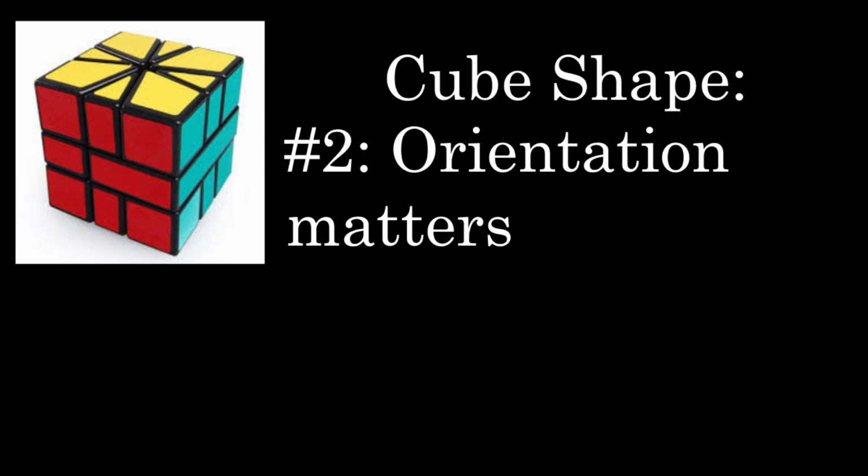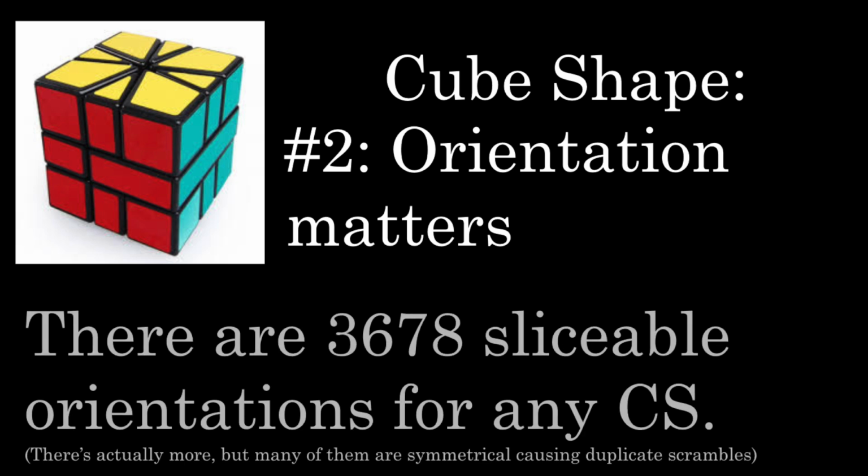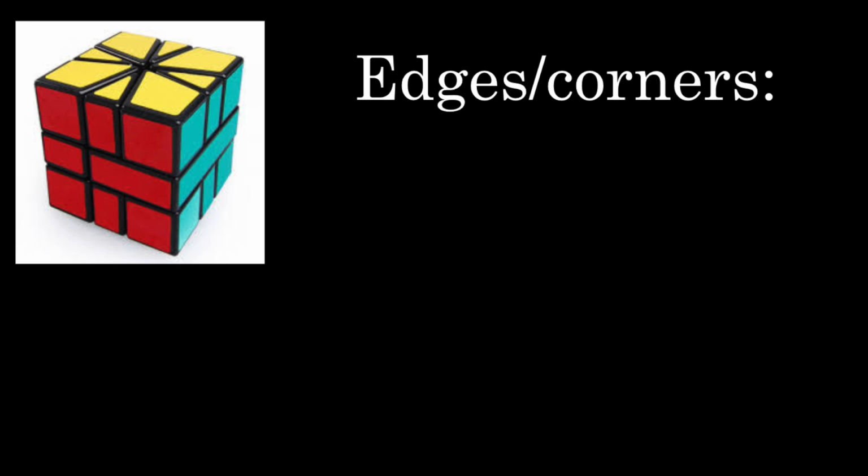In our second scenario, we do care about the orientations, and so we will just multiply our cubic number by the total amount of sliceable orientations. This number would be 3,678. Alright, now we can split it up into edges and corners for cubic states.